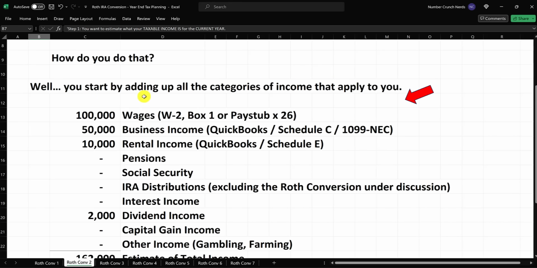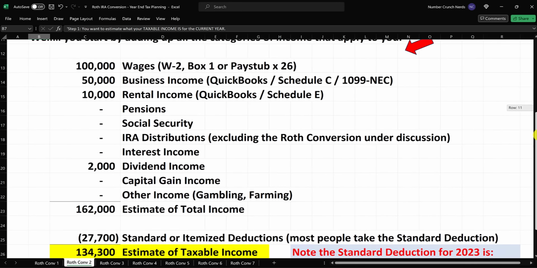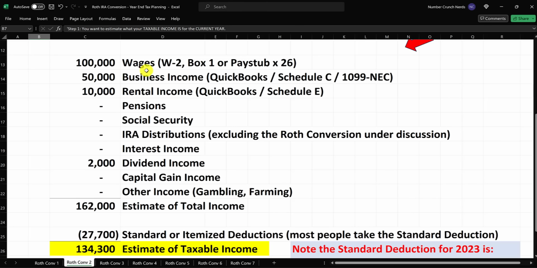You are going to start by adding up all the categories of income that apply to you. So let's run through what a typical example might look like. We're going to start with wages. That's a very common thing. A lot of people have that. You're going to have it on a W-2, box 1, or it could come off a pay stub.